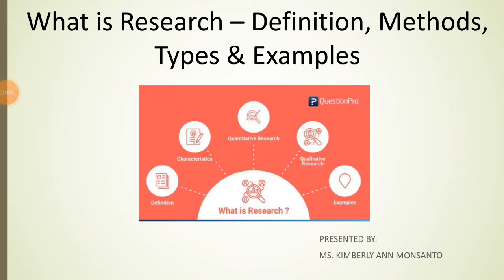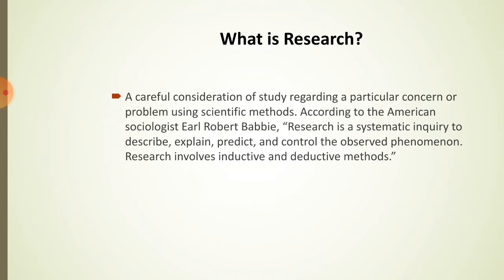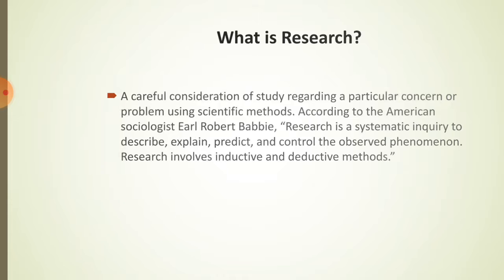What is research? Definition, methods, types, and examples. What is research? A careful consideration of study regarding a particular concern or problem using scientific methods. According to the American sociologist Earl Robert Babbie, research is a systematic inquiry to describe, explain, predict, and control the observed phenomenon. Research involves inductive and deductive methods.